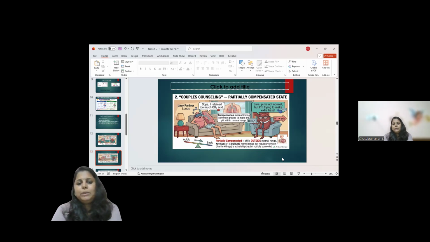Okay. Next, let's see the partially compensated state. For partially compensated, you can easily remember the example of couples counseling. The couples are the lungs and the kidney. As I mentioned earlier, compensation means we need to find common ground in order to bring the pH into the normal range. Here, the lungs retain too much CO2, which is acid, so the pH is not normal, but the kidney tries to make the extra base.